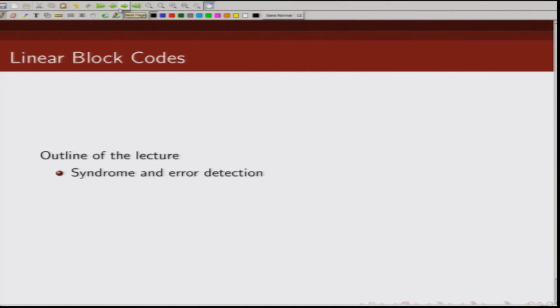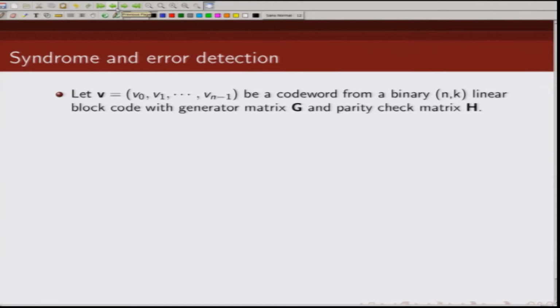So, this lecture is about syndrome and error correction and error detection. We will first talk about what is a syndrome and how we can use it for error detection, and then we will talk about how the syndrome can be used for error correction. So, we know so far if we have an (n, k) linear block code, that means we have k information bits and n coded bits, and this (n, k) linear block code is completely described by a generator matrix and a parity check matrix.